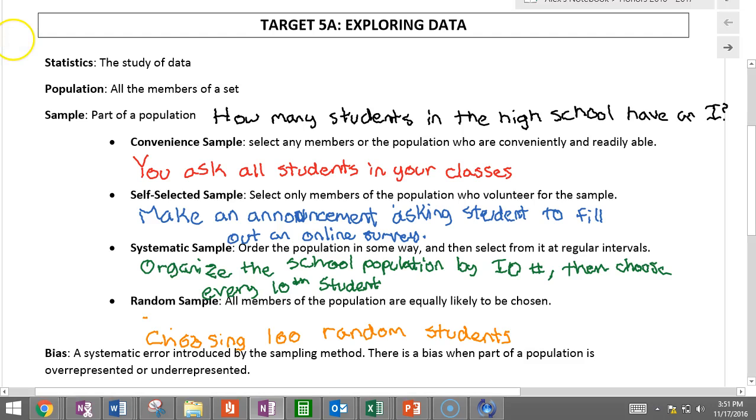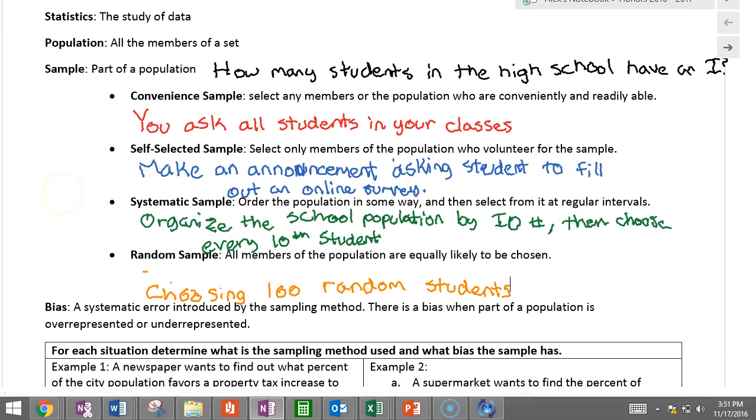When we're talking about our sampling method, we have to talk about bias, okay? A systematic error introduced by the sampling method. There is bias when part of a population is overrepresented or underrepresented. So when we're thinking about bias, we have to think about which part of our sample is overrepresented, right?